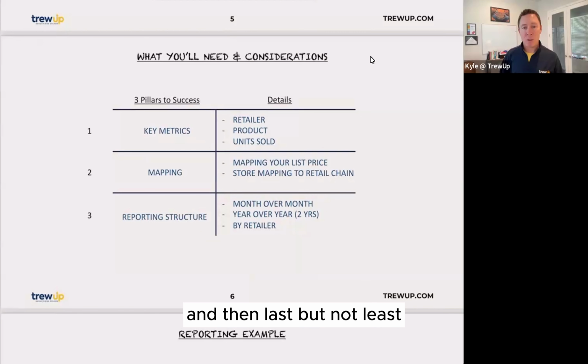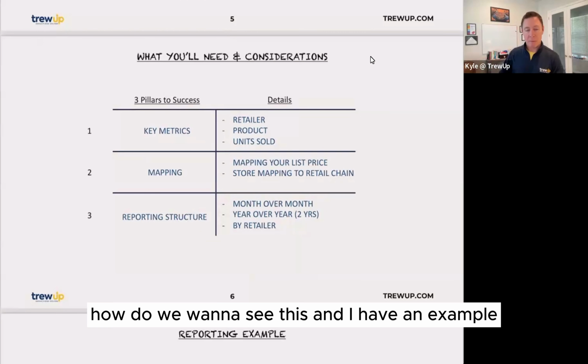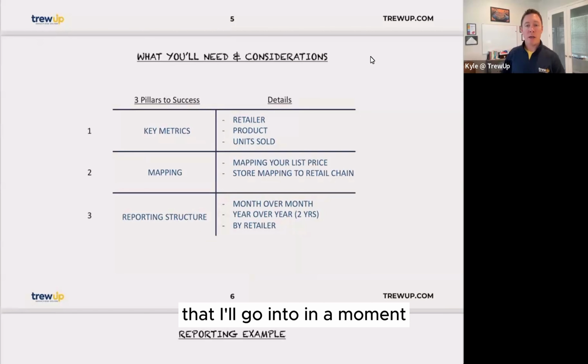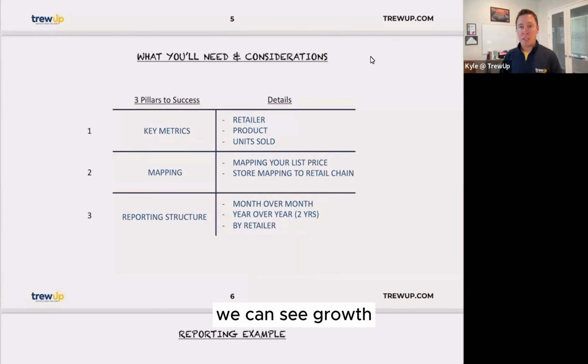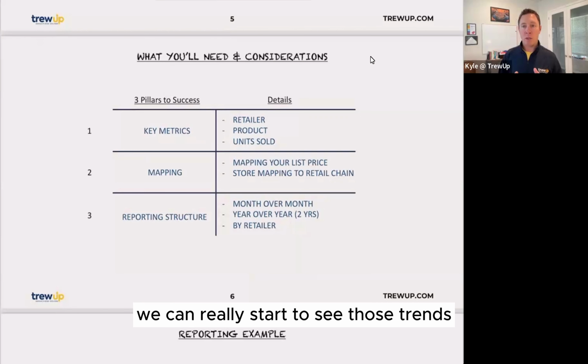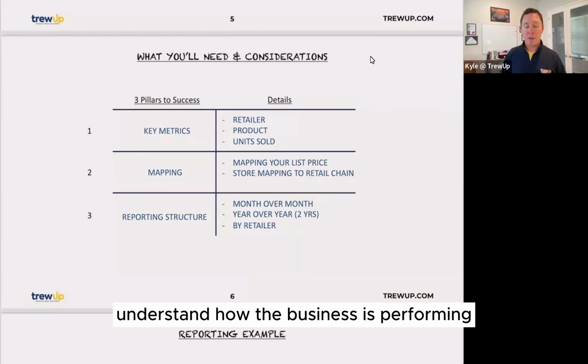And then last but not least, we've got the reporting structure. How do we want to see this? And I have an example, as you can kind of tell below, that I'll go into in a moment. But we want to see this ideally month over month and year over year with at least 2 years of data. And this way we can get insights, we can see growth, we can really start to see those trends that can help us understand how the business is performing.